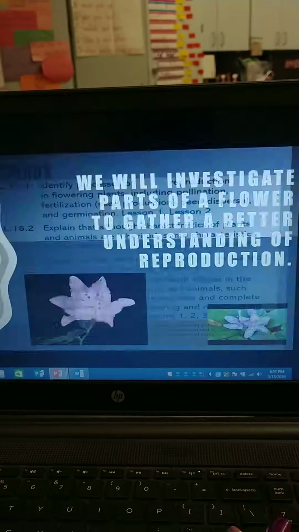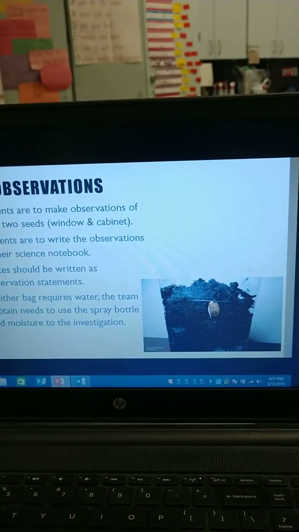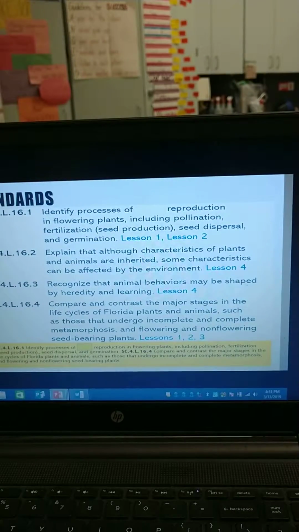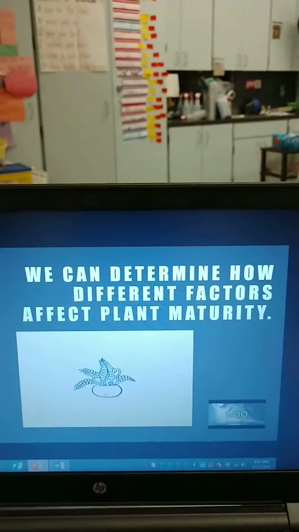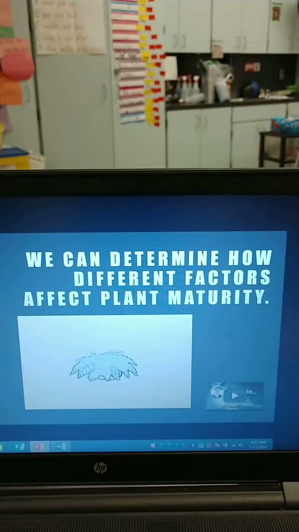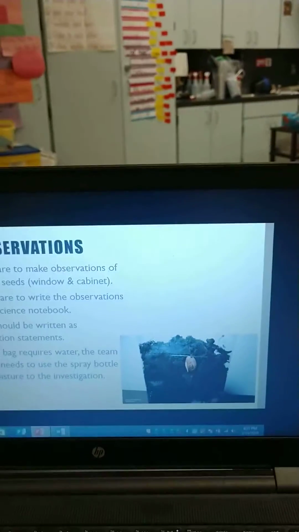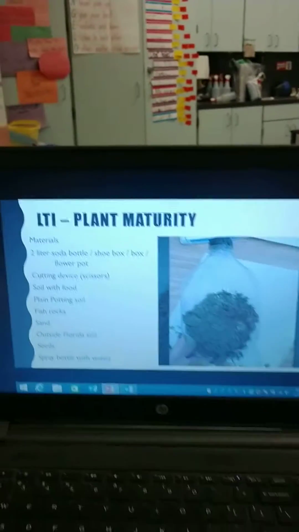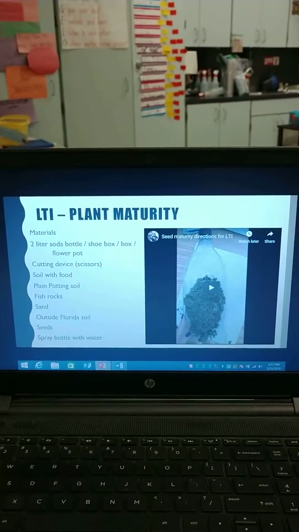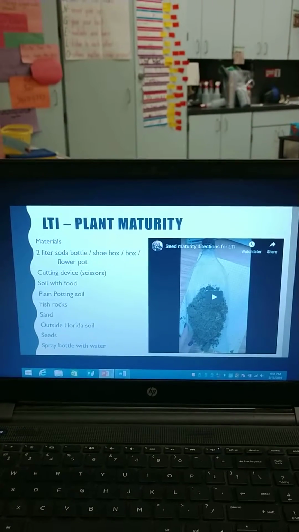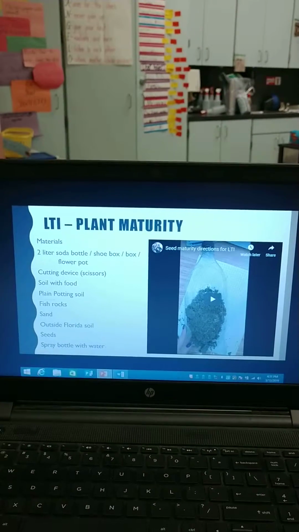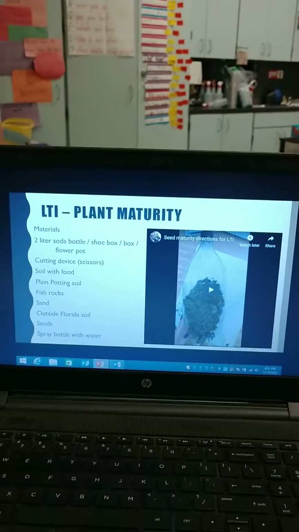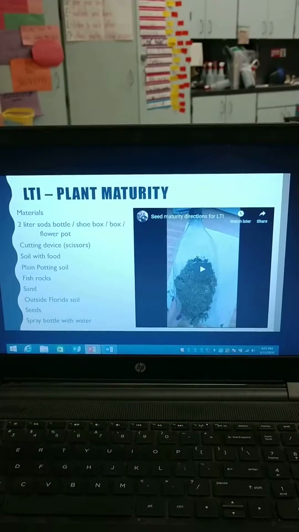Now, tomorrow, the 14th, this is our learning target: We can determine how different factors affect plant maturity. They will have an observation or an LTI that we will be starting on plant maturity. They will need to write down the materials. They will write down what they did, and they will talk about their guesses as to what they think will happen. That is the expectation for their notebook.